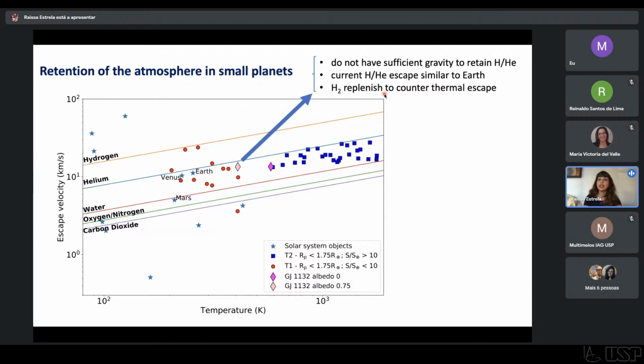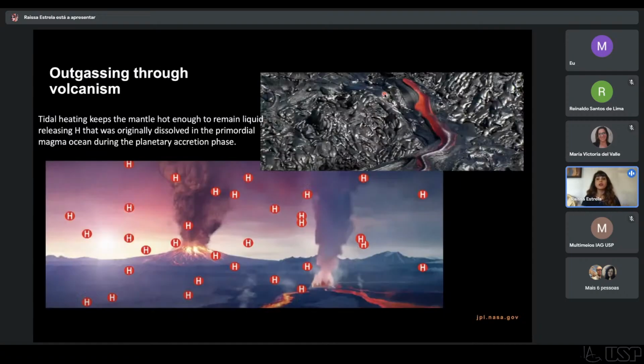So the planet would need some hydrogen replenish mechanism to counter the thermal escape of hydrogen. And what we propose as a mechanism to replenish the atmosphere with hydrogen is outgassing through volcanism. So this planet is tidally locked with the host star, which means that this planet has a tidal heating that keeps the internal parts of the planet hot enough to remain liquid.